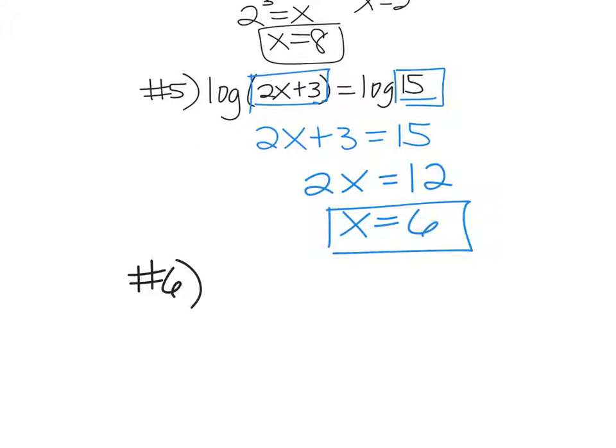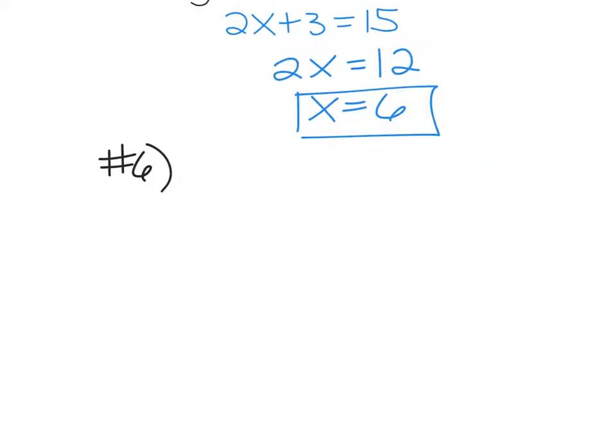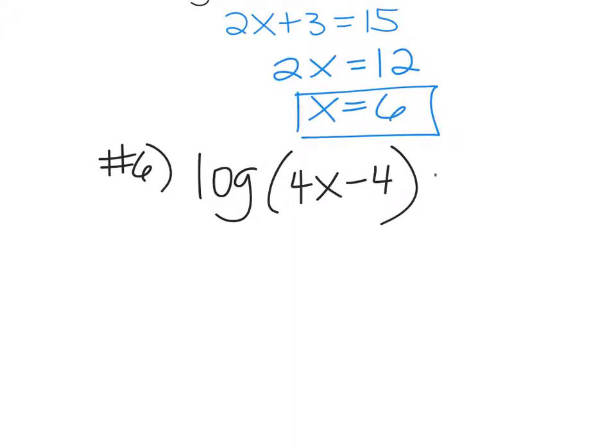Okay, number 6. Here we go. All right, log of 4x minus 4 equals 2. We are going to solve this, and we're going to rewrite it in its exponential form. So what I like to do is take the base and move it to the exponent. You can even draw little arrows. This is base 10, right? So it's 10 to the second equals the stuff in the log.